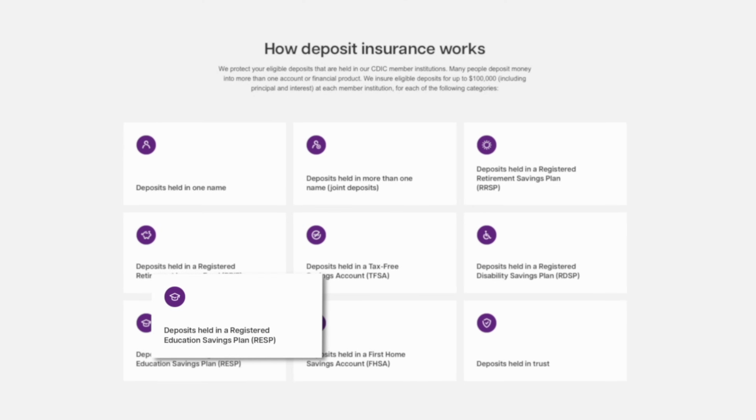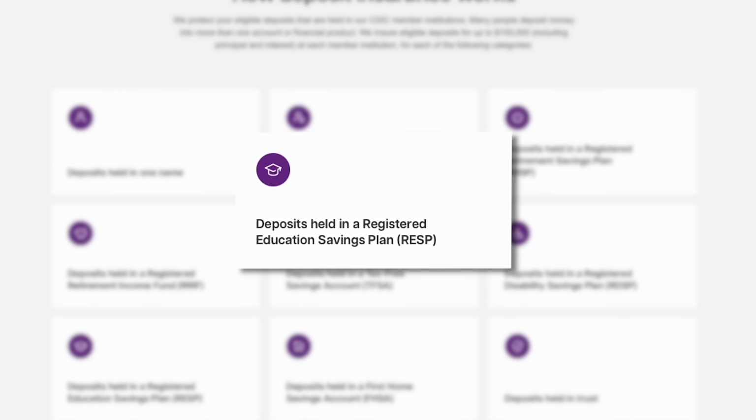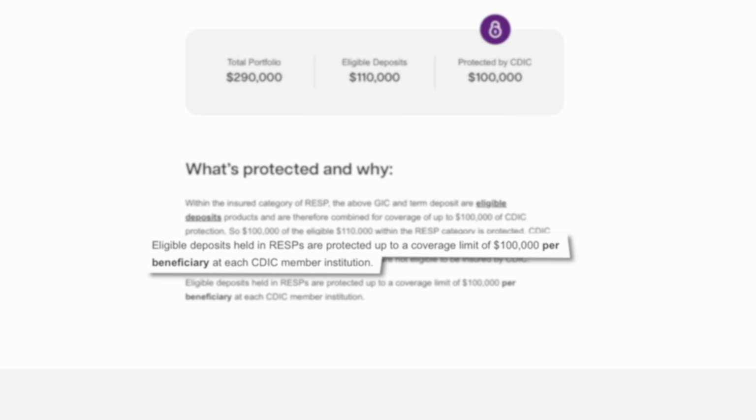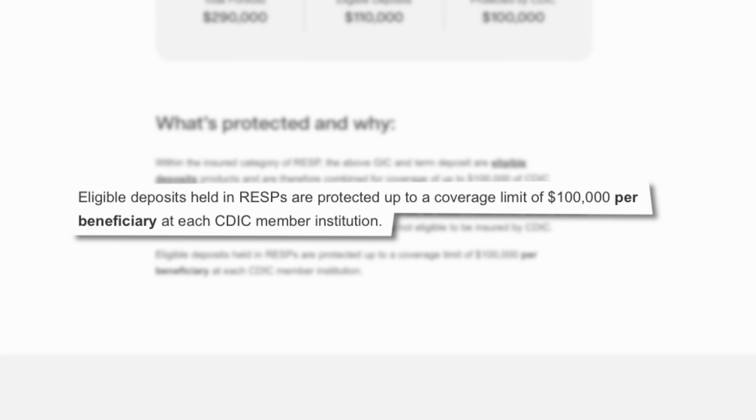The RESP is another one of the 9 categories that CDIC covers. So deposits held in an RESP have $100,000 worth of coverage that's separate from any of the other categories, and only eligible deposits are covered. But just like with the RDSP, CDIC's $100,000 worth of coverage for eligible deposits held inside of an RESP is actually per beneficiary at each CDIC member institution. So if you have 2 beneficiaries of an RESP, you could have 2 RESPs at the same financial institution, both with $100,000 in them, and they would both be covered.